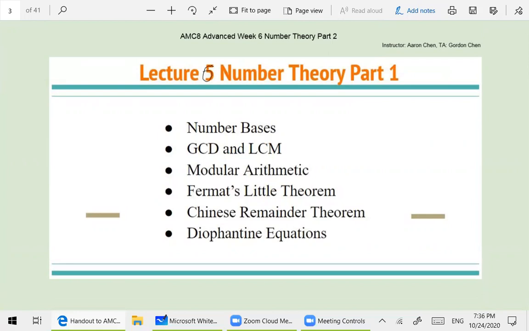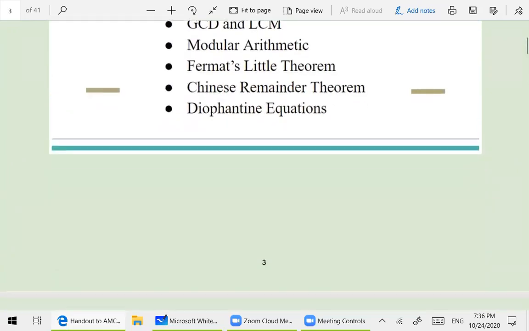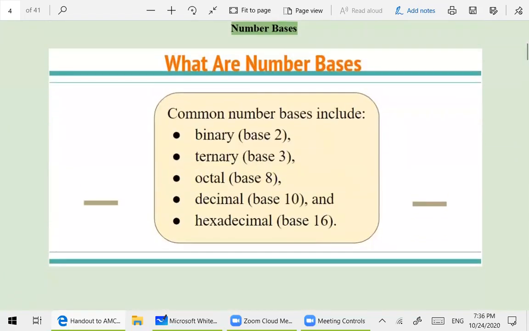Okay. So this week we're going to cover number bases, GCD and LCM, modular arithmetic, Fermat's Little Theorem, the Chinese Remainder Theorem, and we're going to lightly touch on Diophantine equations. So first of all, what are number bases?